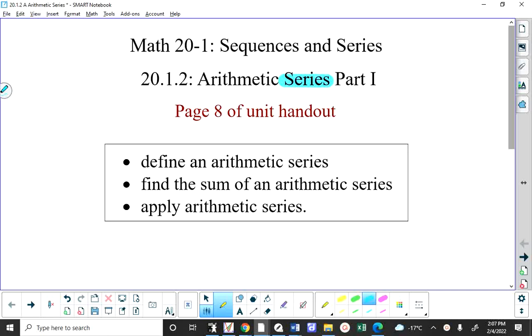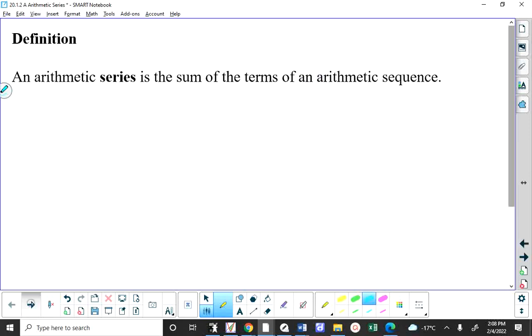So we are going to learn what a series is. We're going to learn what an arithmetic series is. And then we will be doing some calculations with arithmetic series over today and Monday. So we're breaking this section, which is 1.2 in your textbook, into part 1 today and part 2 on Monday.